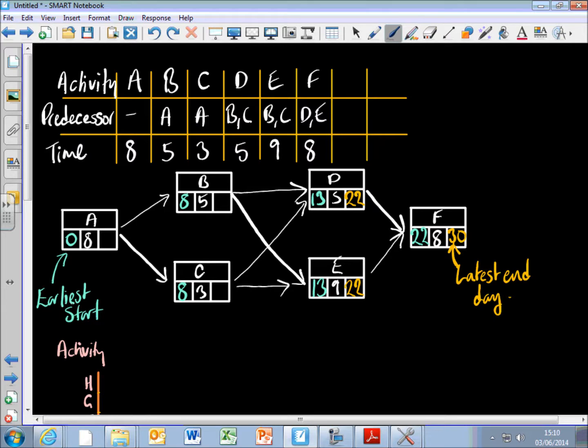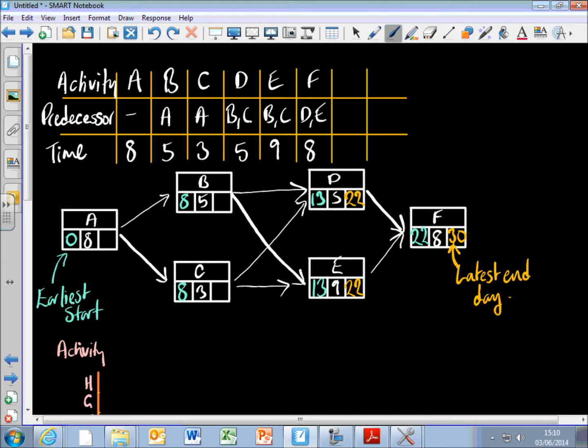We could start D on day 17, and it would still get finished by day 22. So 22 take away 5 is 17. So that's okay for D. And then 22 take away 9 for E means that E could get started on 13 and still be done.